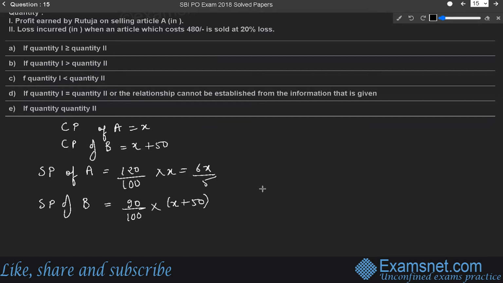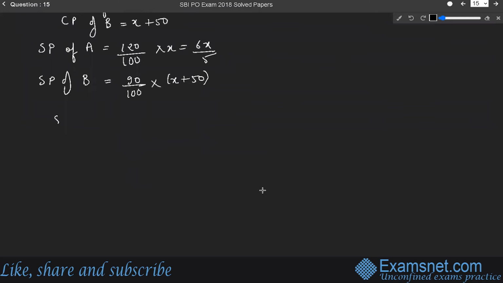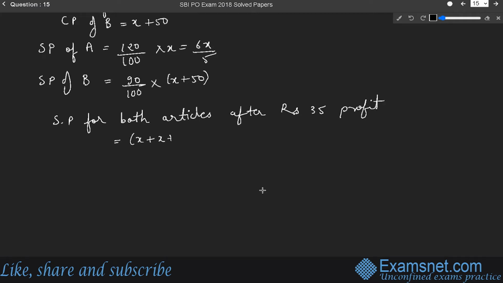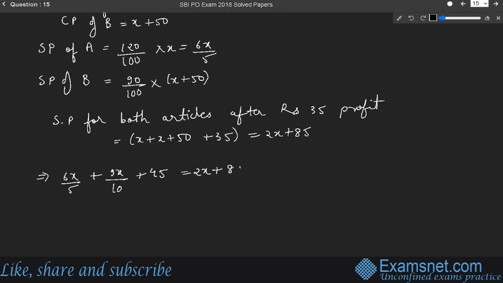Now, we know that the selling price for both articles, after rupees 35 profit, will be equal to X plus X plus 50 plus 35, which is equal to 2X plus 85. So we can say that 6X upon 5 plus 9X upon 10 plus 45 is equal to 2X plus 85.